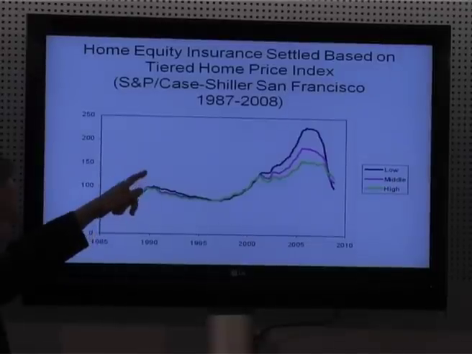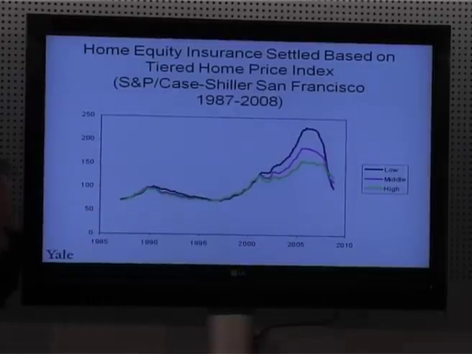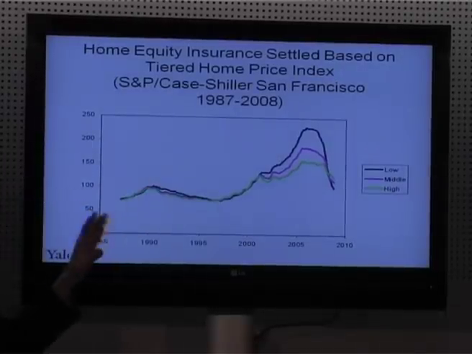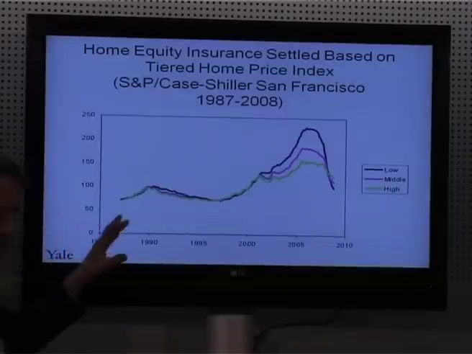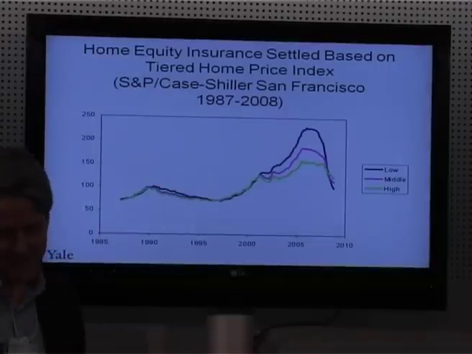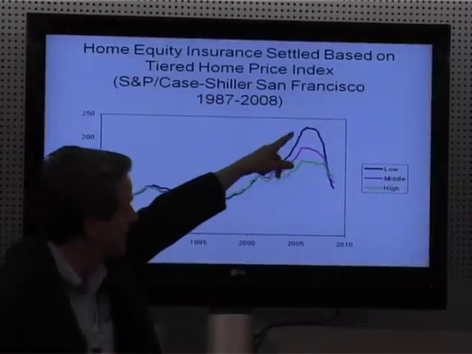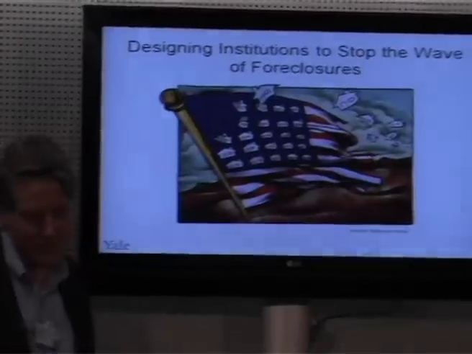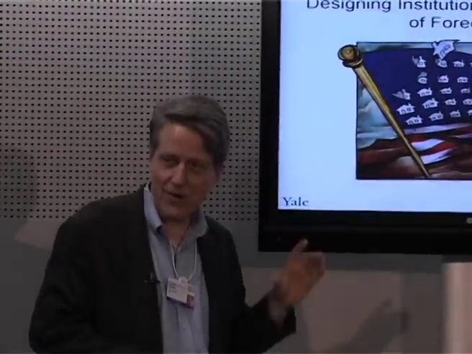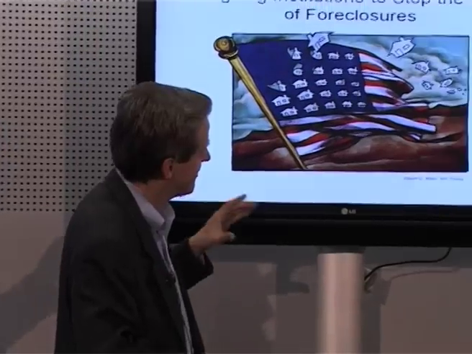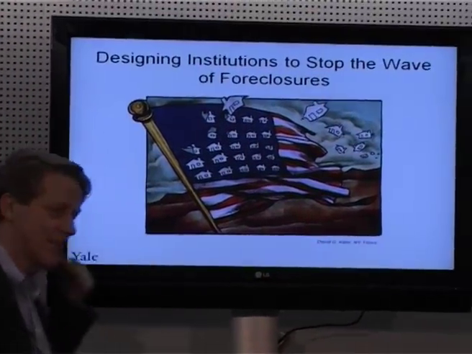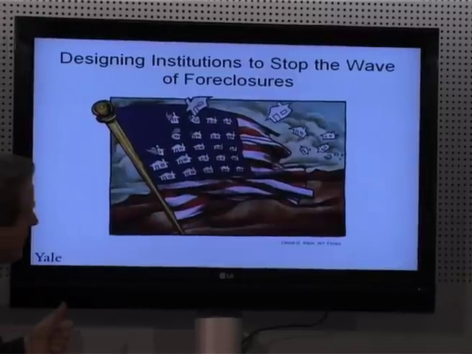My proposal in the book is to create insurance nationally on home prices, but not in the Oak Park way, but based on indexes of home prices. So this is the S&P Case-Shiller three-tier index. We see that low-priced homes, the blue line, showed much greater drop. So we can focus a home equity insurance policy on protecting against your particular price tier dropping.